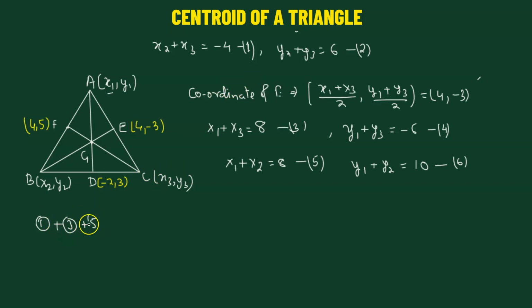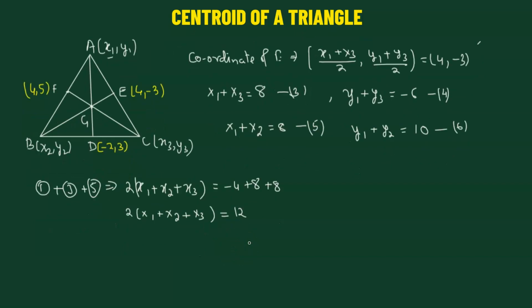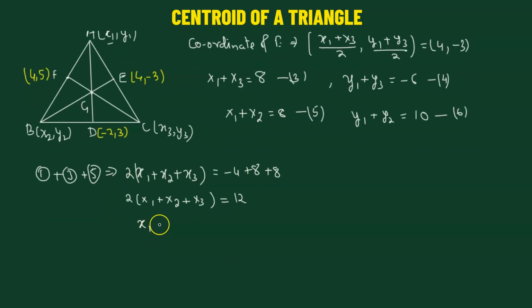Now what we'll do, we're going to take equation number 1, add it to equation number 3 and 5. This is going to give us the equation 2 times (x1 plus x2 plus x3) equals -4 plus 8 plus 8. Let's write it down, -4 plus 8 plus 8. So we have 2 times (x1 plus x2 plus x3) equals 12. So what we'll do, we're going to divide both sides by 2. That gives us x1 plus x2 plus x3 equals 12 divided by 2, that's going to be 6. Furthermore, we're going to divide each side by 3. So we're going to get (x1 plus x2 plus x3) divided by 3, so 6 divided by 3, that's going to be 2.